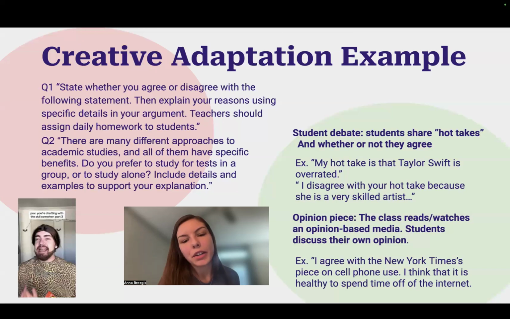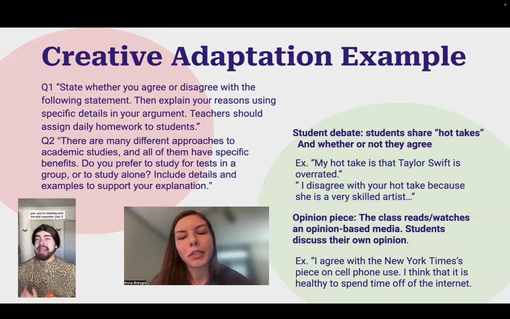Well, we can do that in a different way. One way I maybe suggest is doing a student debate. You can form this in a lot of different ways, but one I thought might be fun for my classroom would be students sharing hot takes. If you're familiar with the unpopular opinion subreddit, this follows that format. You could do this in pairs or groups or as a whole class, whatever you want to do. So one student might say, my hot take is that Taylor Swift is overrated.